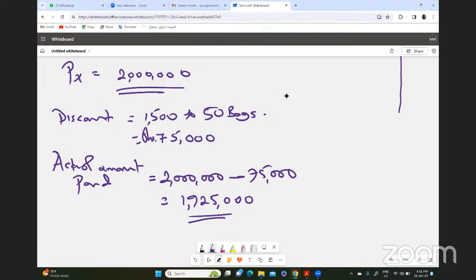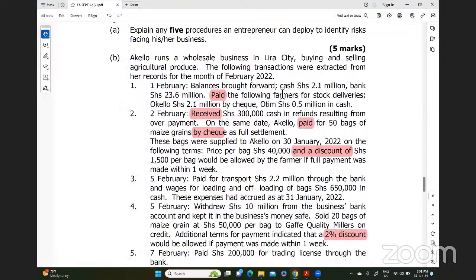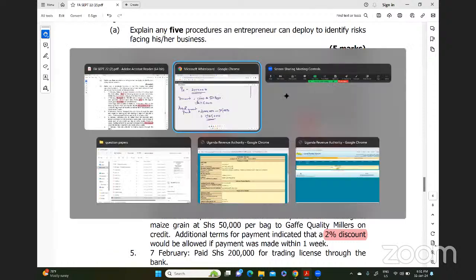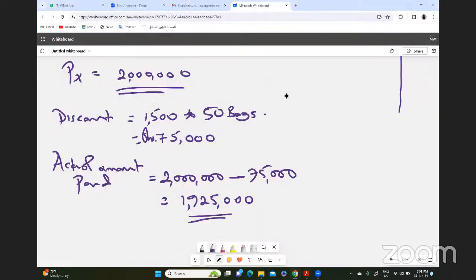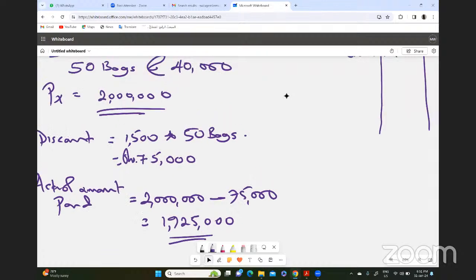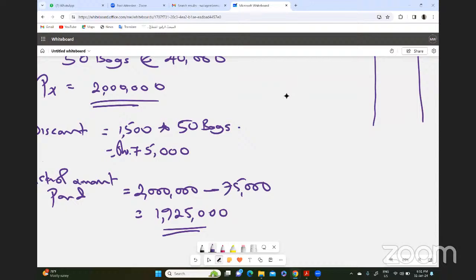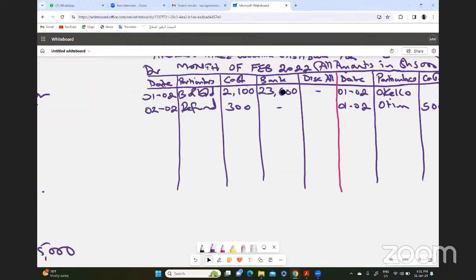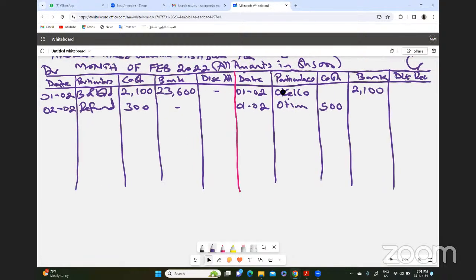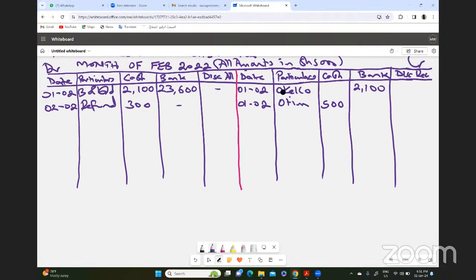1,925,000. This is the actual amount paid. So when we are recording it in our bank, this is what we shall record in the bank. Isn't it so? Okay. So let's go and record it. And the discount is 75,000. Which kind of discount is that? That is a discount received.